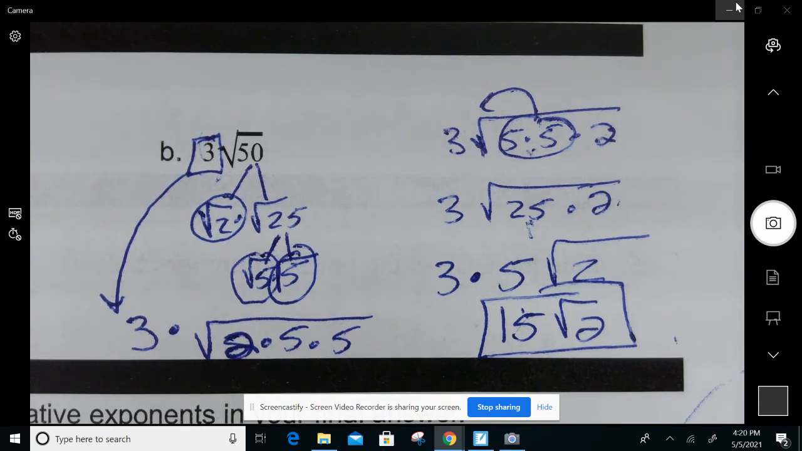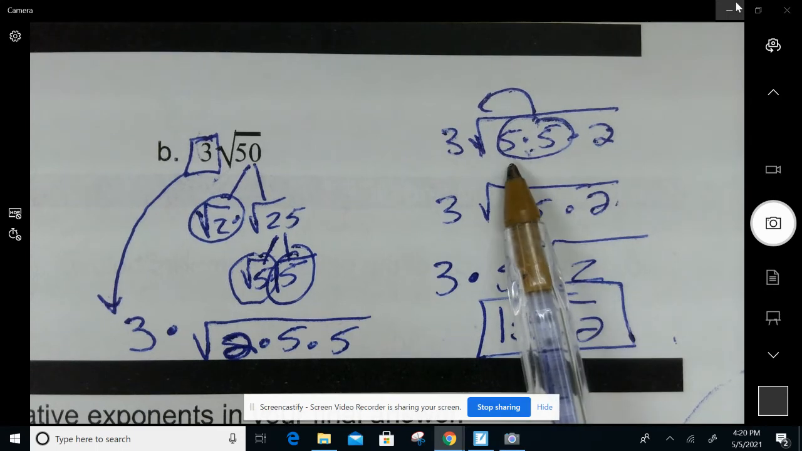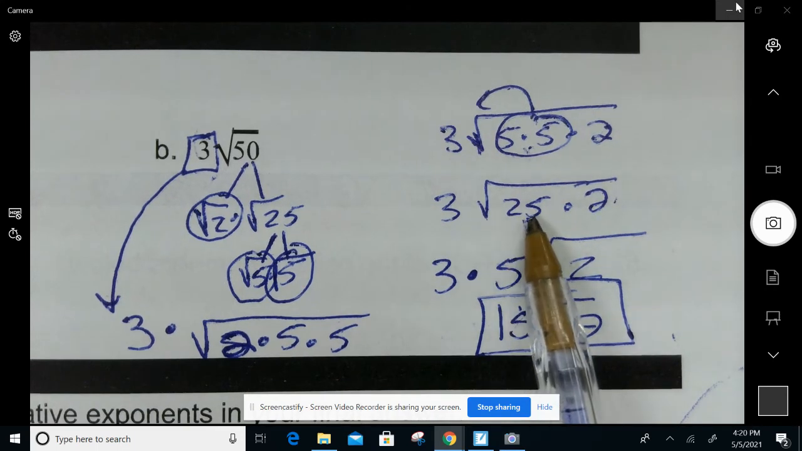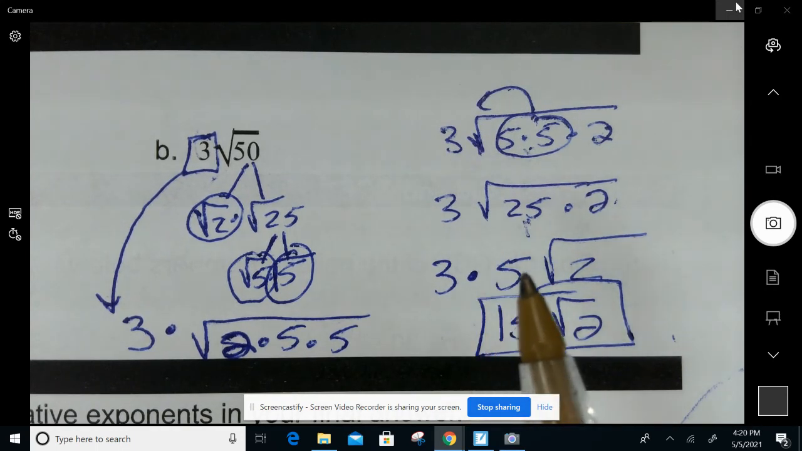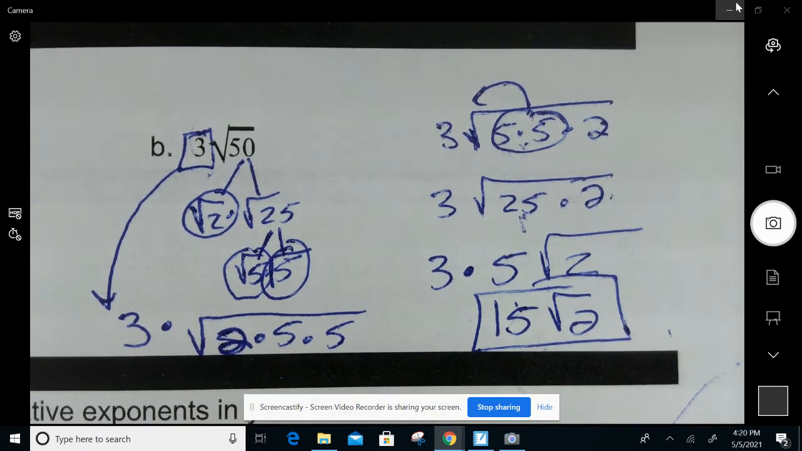All right? We're looking for perfect squares. We find it with the pair of 5s, and you don't have to write it like this. Just an idea. So then you can see it becomes the 5 on the outside, multiply, 2 still trapped underneath.